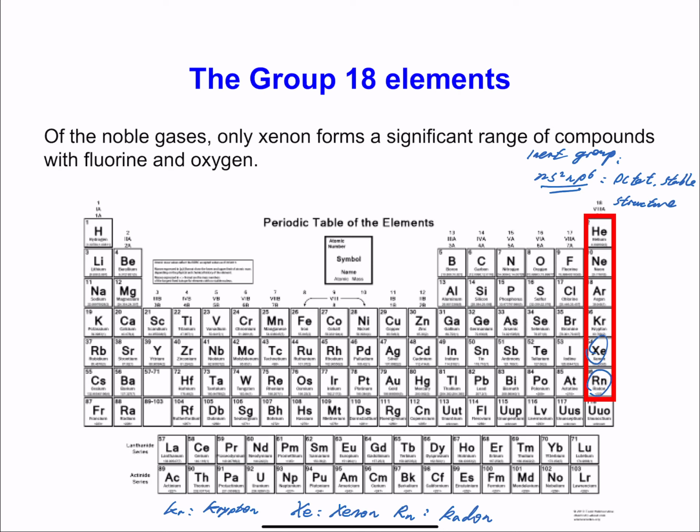So they normally just exist by themselves. These are very difficult to form compounds, but some of them do form compounds. We will talk about this later. So we have helium, neon, argon, krypton, xenon, and radon. Radon, I'll tell you a life story about this one.